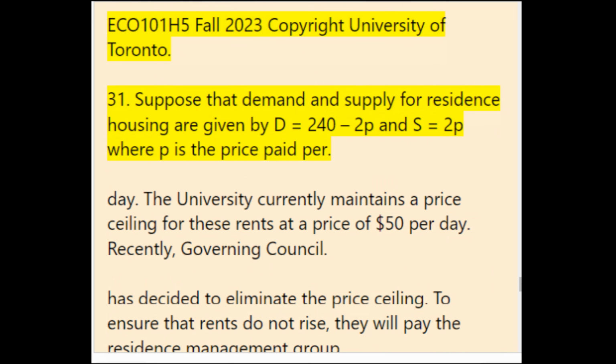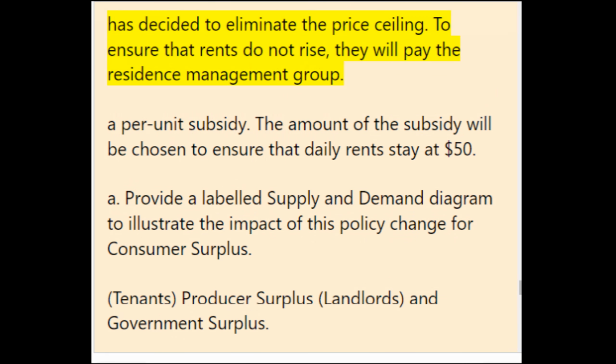31. Suppose that demand and supply for residence housing are given by D equals 240 minus 2P and S equals 2P, where P is the price paid per day. The university currently maintains a price ceiling for these rents at a price of $50 per day. Recently, Governing Council has decided to eliminate the price ceiling.